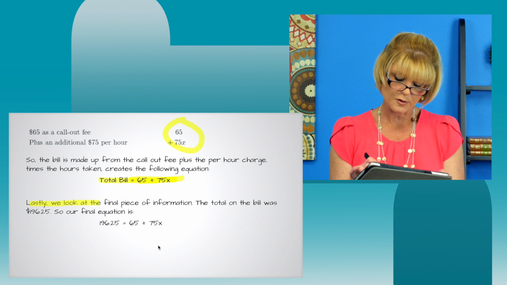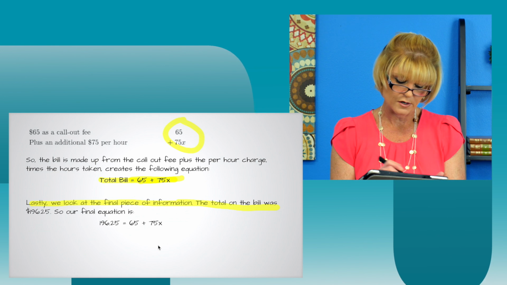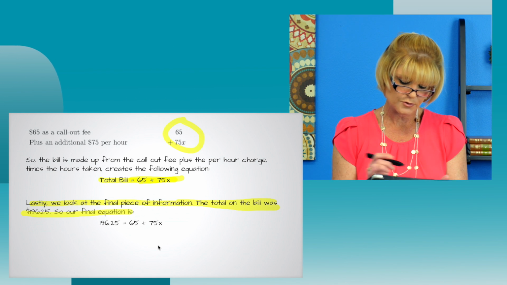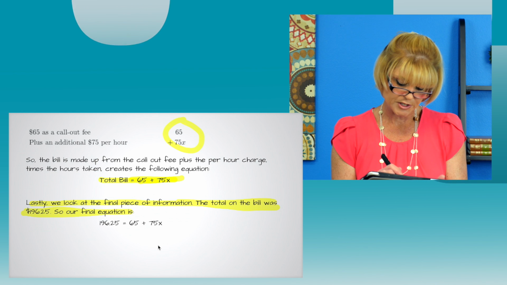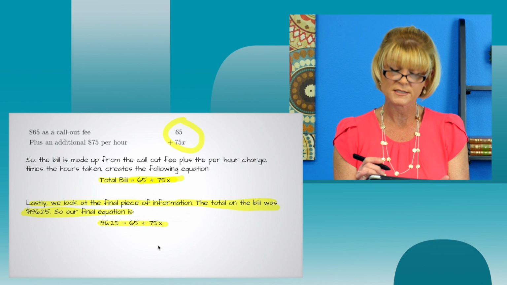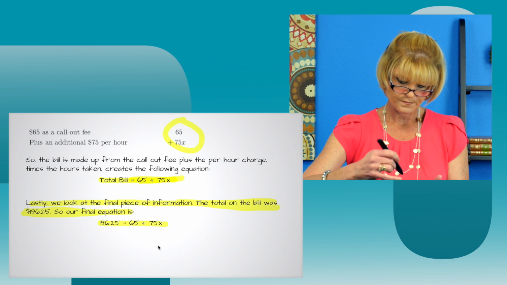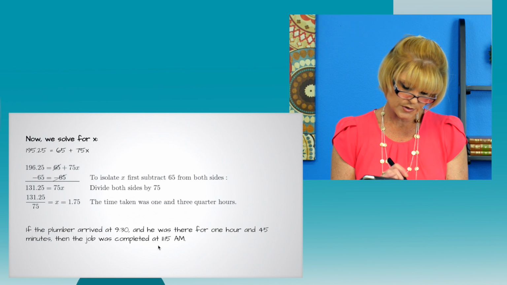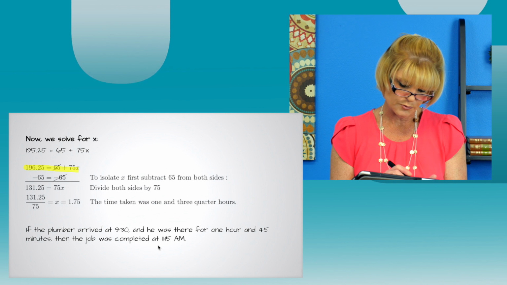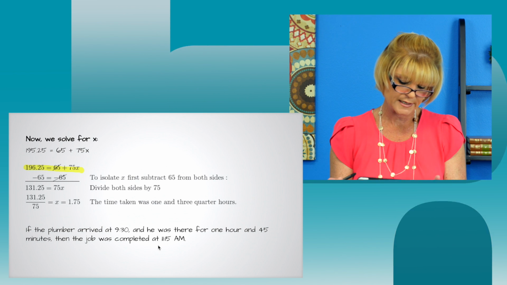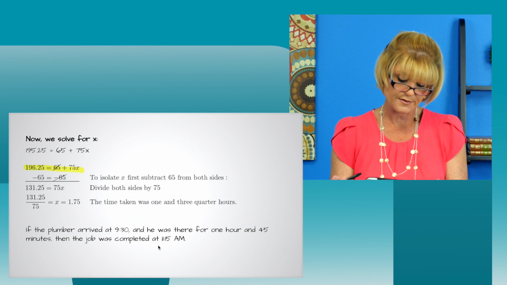Lastly, we look at the final piece of information, which is the total bill. It was $196.25. So our final equation is 196.25 equals 65 plus 75x. Now we just solve for x. So the first thing we're going to do is write it out: 196.25 equals 65 plus 75x.